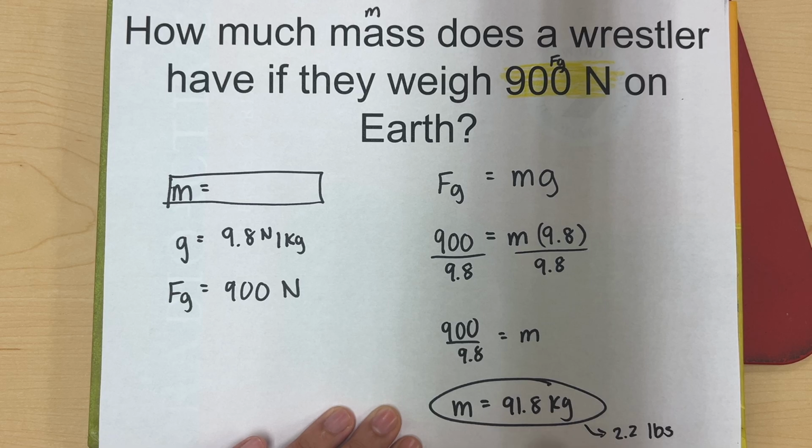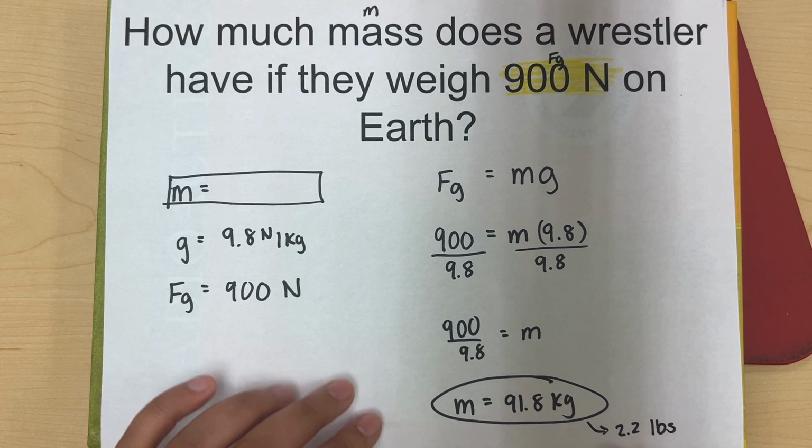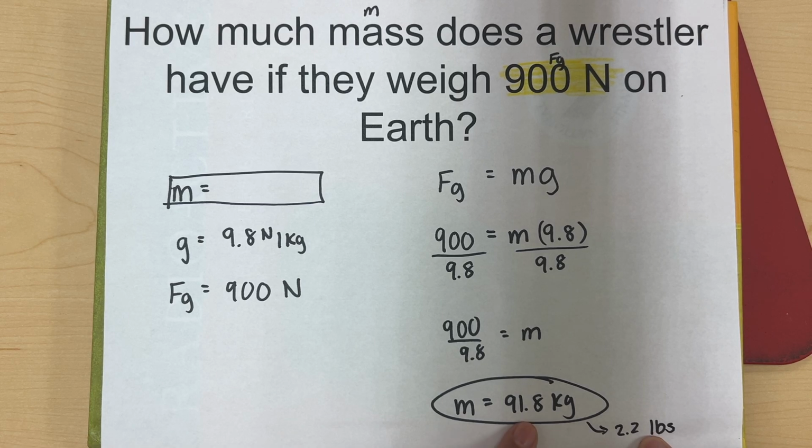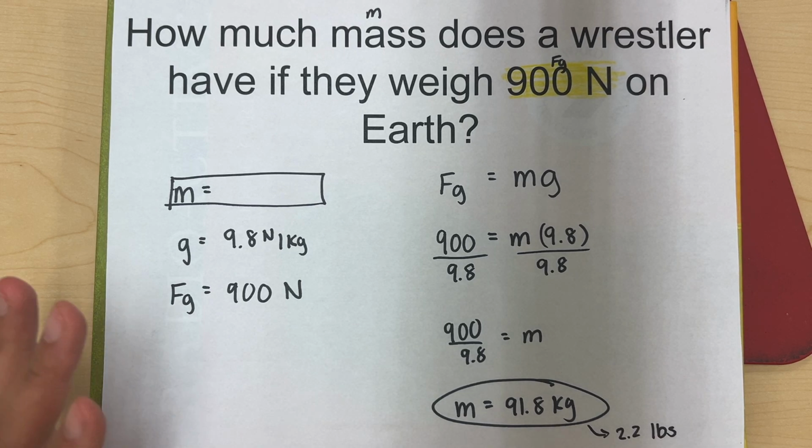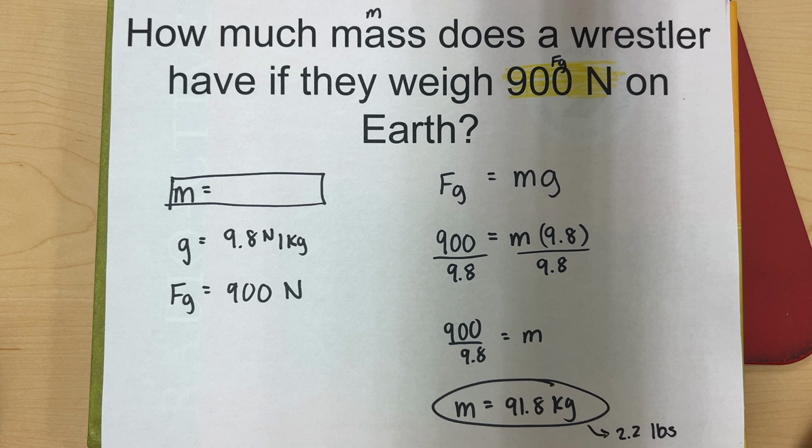Kilograms are much bigger than pounds. So when I do this out, if there's 2.2 pounds in every kilogram, this person is approximately 200 pounds. Is that a reasonable weight for a human? Heck yeah, it is. So I know this number is within a good range.